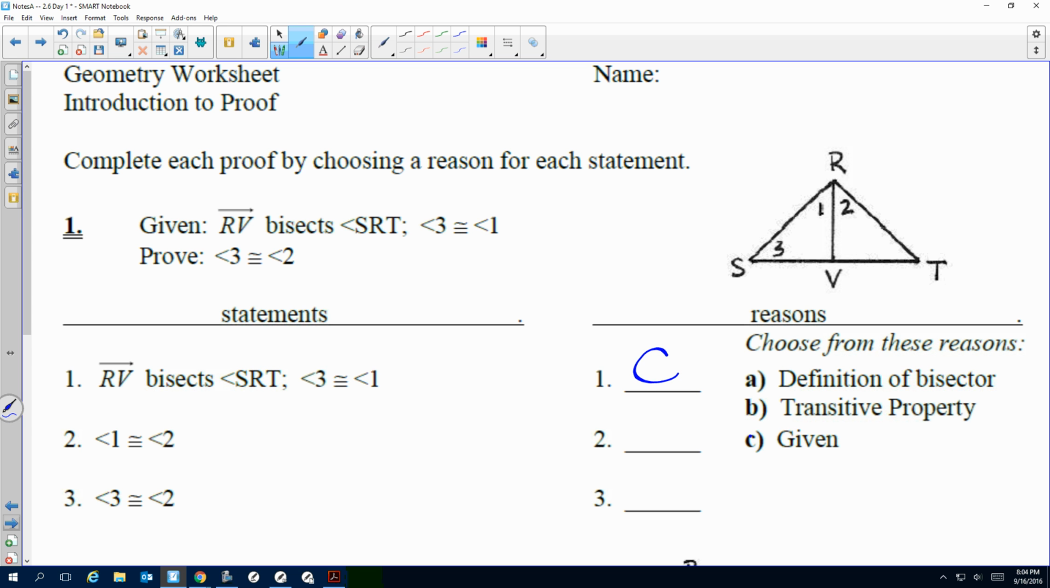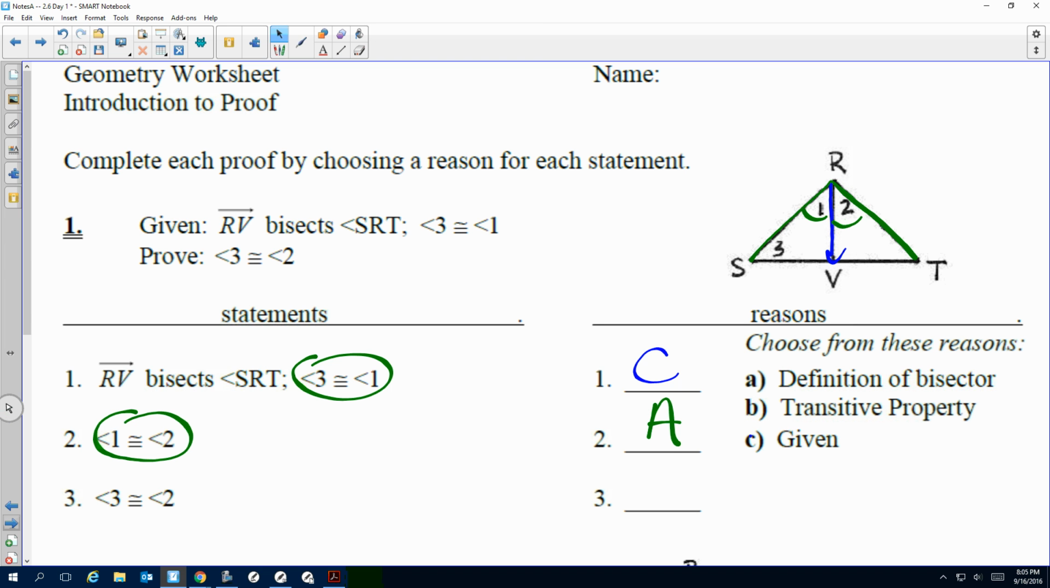Okay? And then by stating that this ray, RV, is bisecting the angle SRT, by definition of bisecting, then angle 1 would be congruent to angle 2. So this is A, definition of bisector. And then, because I knew 3 is congruent to 1, and 1 is congruent to 2, now we have a middleman. It's a little different. It's not substitution. Then I can say 3 is congruent to 2. And so our last property was our transitive property.